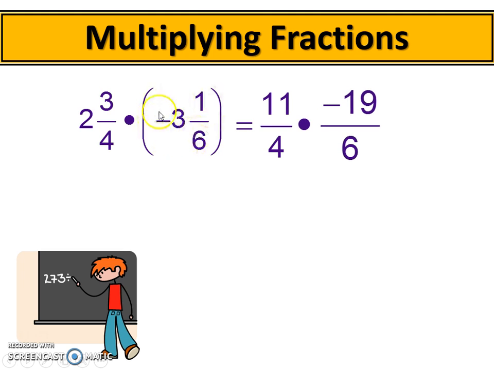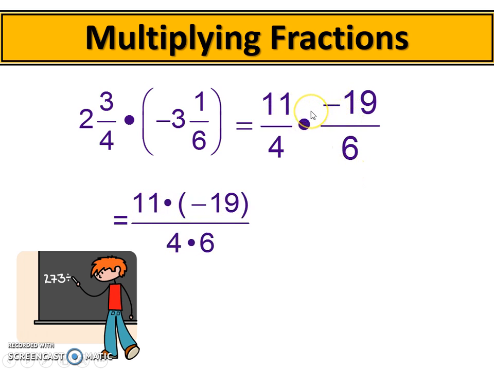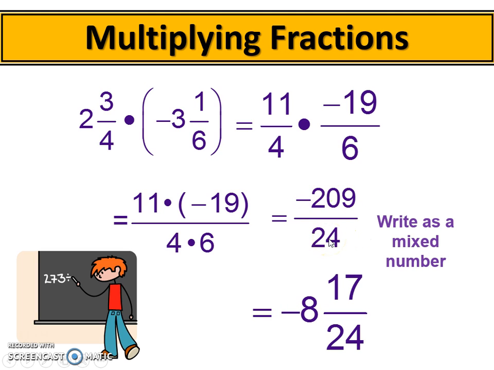Now remember, if you have a negative mixed number, as you're changing it to an improper fraction, ignore the negative sign. So just do 6 times 3 is 18, plus 1 is 19, and then put that negative sign back in at the end. Now as I'm looking at these numbers, I don't see any common factors, which means we've got to figure out what 11 times 19 is. So 11 times 19 ends up being 209, and I know 4 times 6 is 24. And now to rewrite this as a mixed number, we're going to end up with -8 17/24. So that was kind of a hard one.